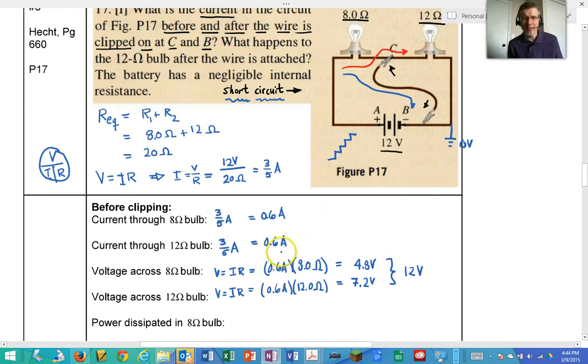The power dissipated in the 8 ohm bulb, power is going to be P equals V times I, or remember it's I squared times R, or remember it's V squared over R. You can pick which one of these you like. I kind of like I squared times R because I know the current pretty clearly. So it's 0.6 amps squared times the resistance, which is 8 ohms.